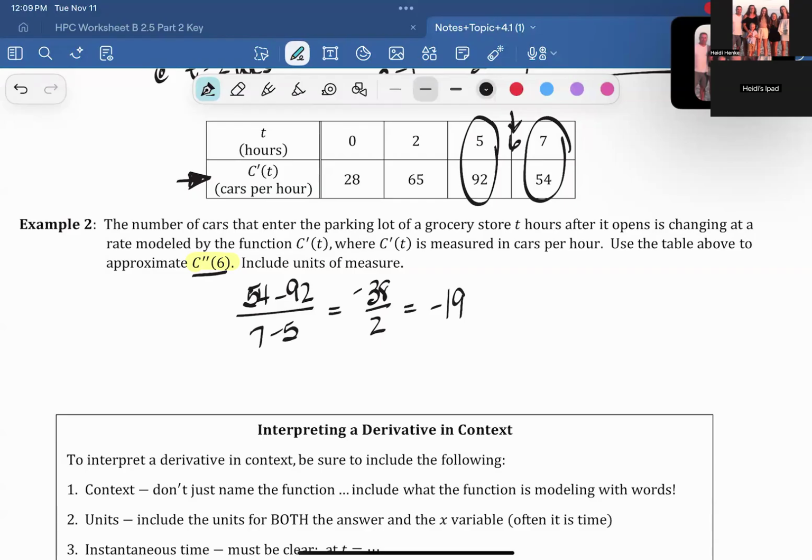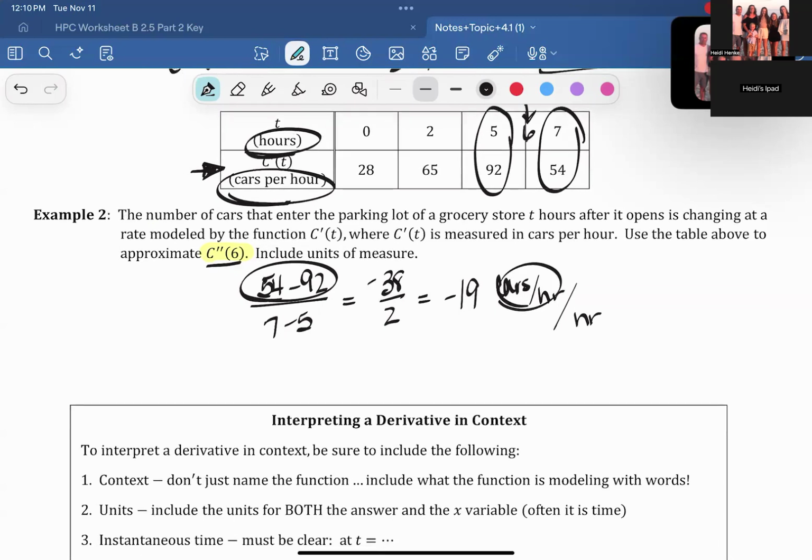And our unit, the top, this already is cars per hour. And then we're doing that per time, which is another hour, because this is already cars per hour per hour. So our Y value, if you will, is already cars per hour, and it's always Y over X. So change in Y over change in X. So you can write cars per hour per hour, or you can write negative 19 cars per hour squared.